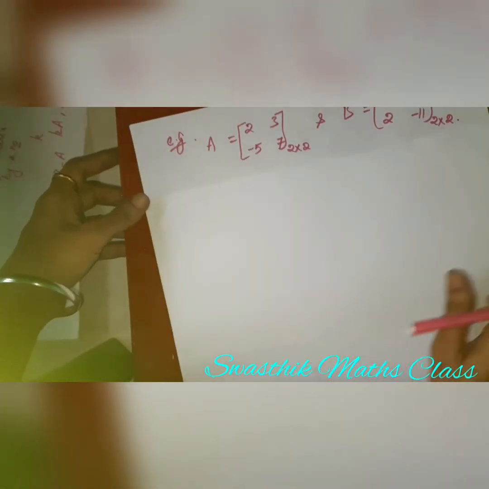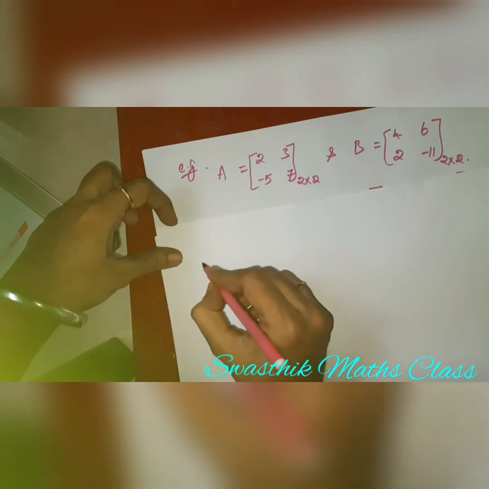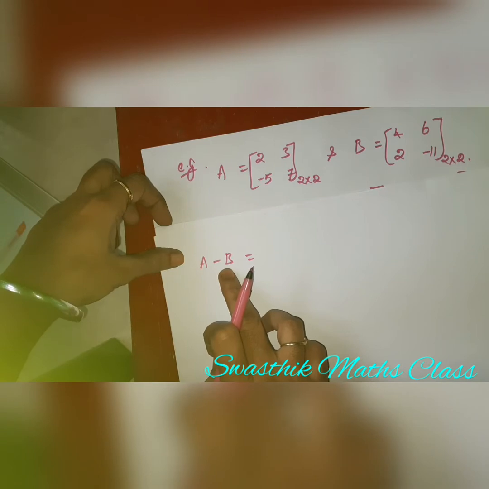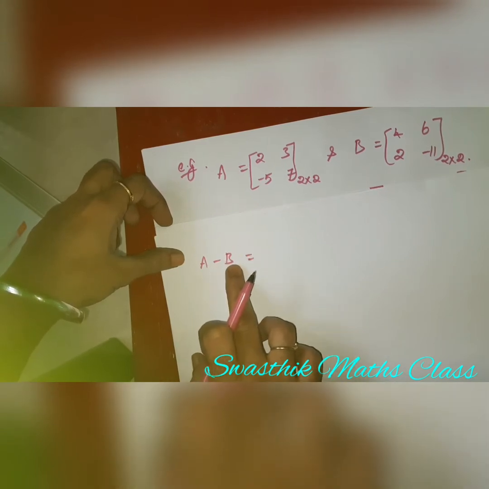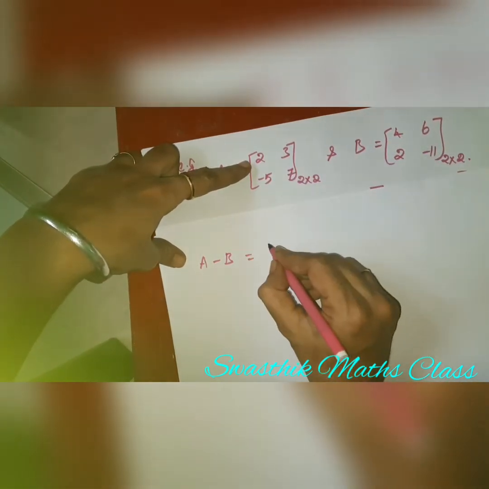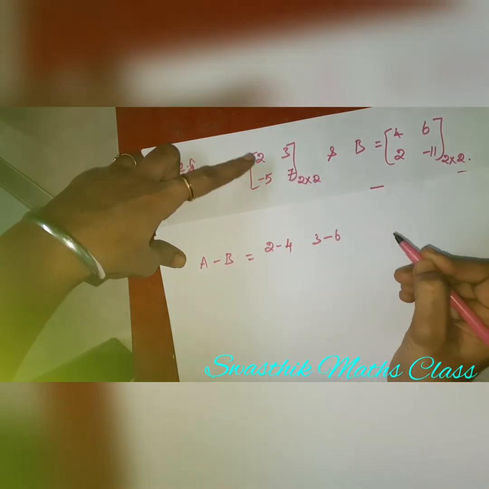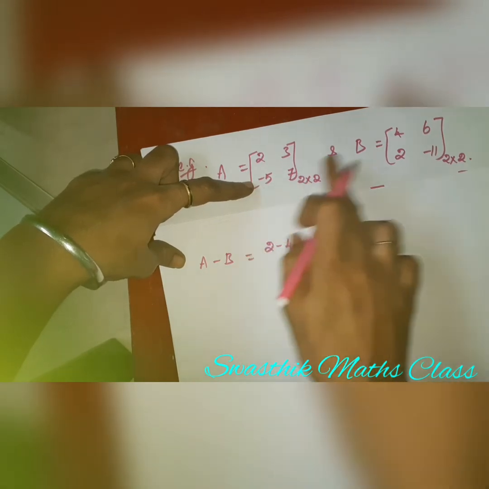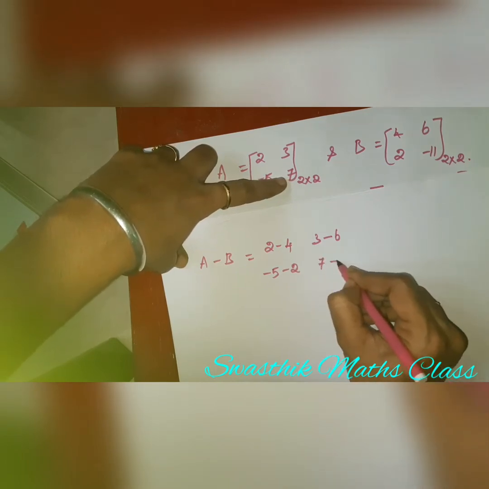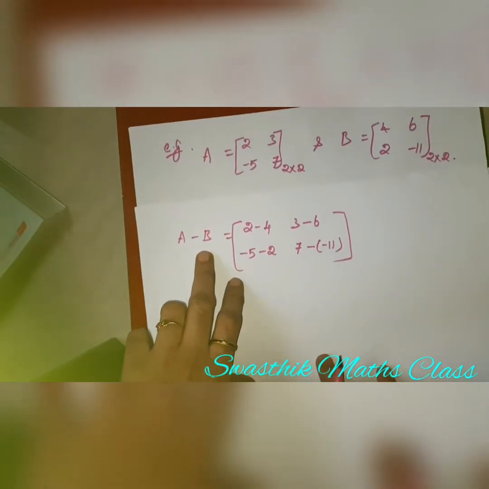So now we can see an example with the same matrices A and B as above. First we shall find A minus B. We have to subtract the corresponding entries of B from the corresponding entries of A. So we subtract 4 from 2 as the first entry, so it is 2 minus 4. The next entry is 3 minus 6. The next entry is minus 5 minus 2. And the last entry will be 7 minus of minus 11. This is the subtraction A minus B.